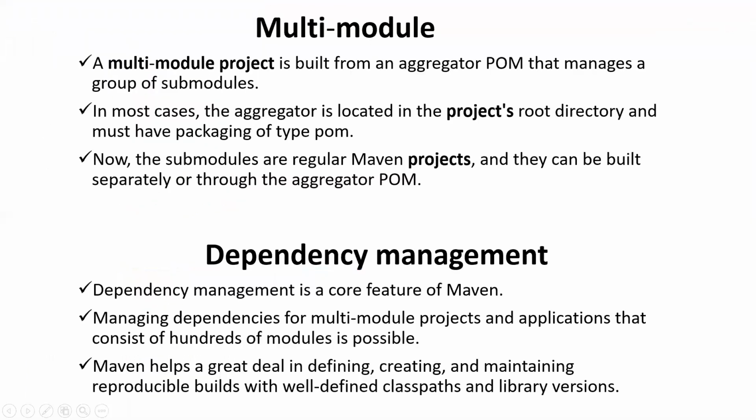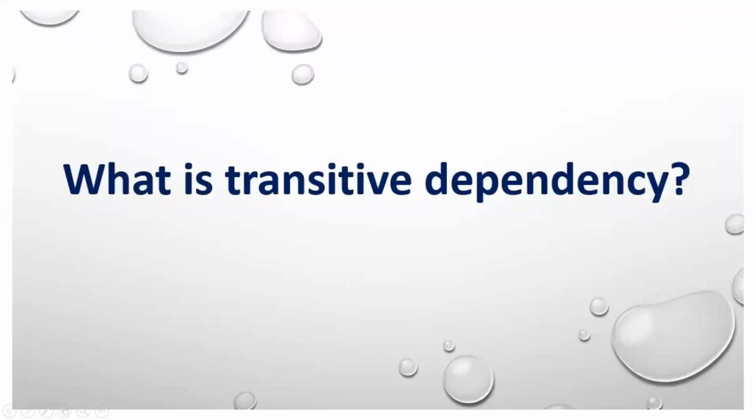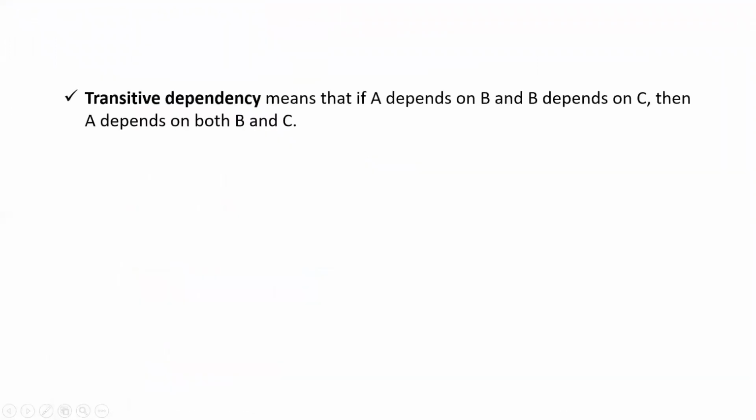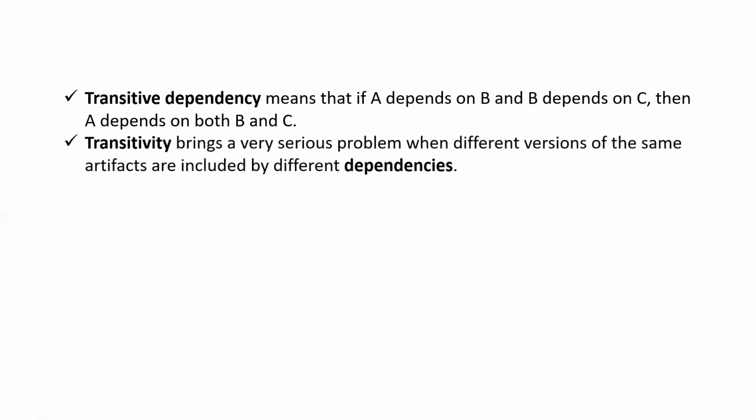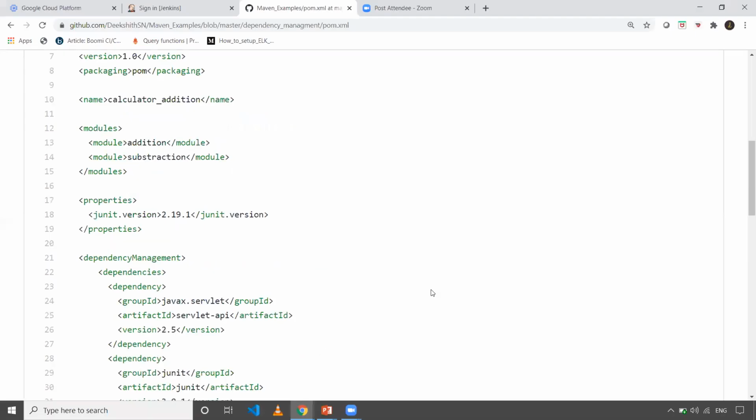Okay. And the next question was, what is transitive dependency? Transitive dependency means A depends on B, B depends on C, and so A depends on both B and C. I'm going to explain with an example. Transitivity brings a very serious problem when different versions of the same artifacts are included by different dependencies. Now we will have a look at this with a simple example.